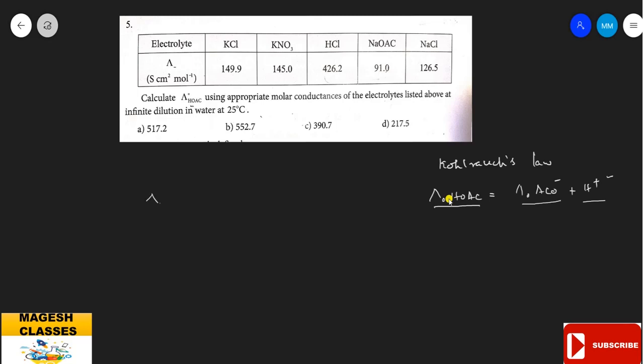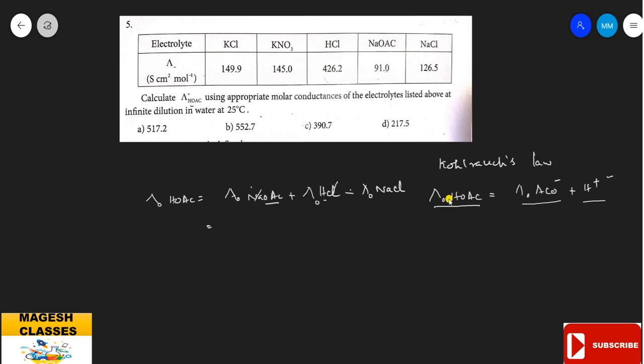So you can write lambda infinity of this acetic acid is equal to lambda infinity of NaOAc. Here the acetate ion is there. Then we have to account for the H plus ion, so it is added to the lambda infinity of hydrochloric acid. So the acetate ion and H plus are in here. Then you have to subtract the NaCl, so minus lambda infinity of NaCl. Here the NaCl is subtracted. What do you get? The sum of the H plus and Cl minus.